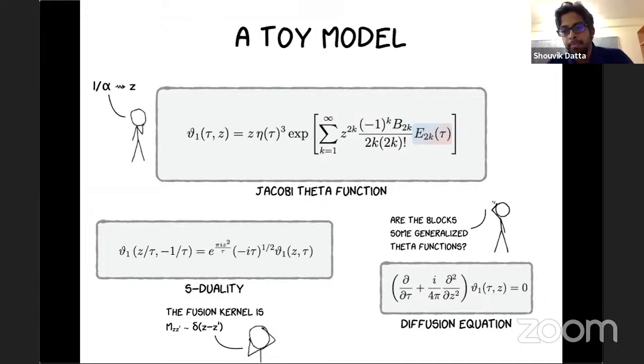This is something to which we don't know an answer, but we are currently exploring. There are a lot of tantalizing similarities, and it might be possible to make some connection between weak Jacobi forms and these Virasoro blocks, but the relation is at present not very clear.